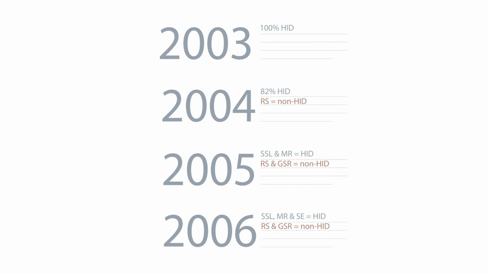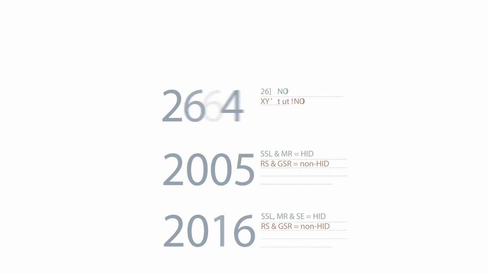And if you have a 2005 EVO 8 or a 2006 EVO 9, you only have HID headlights if you have the MR or SE trim or the SSL package. The RS trim and the base trim, also known as the GSR, came standard with halogen bulbs. And a side note, the SE trim was only available in EVO 9s.